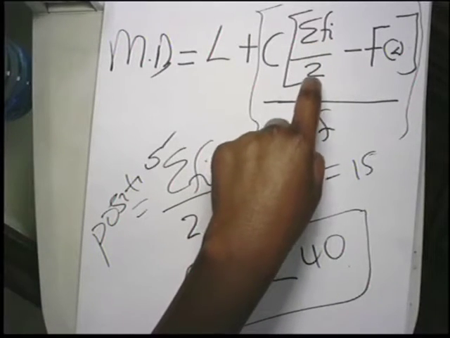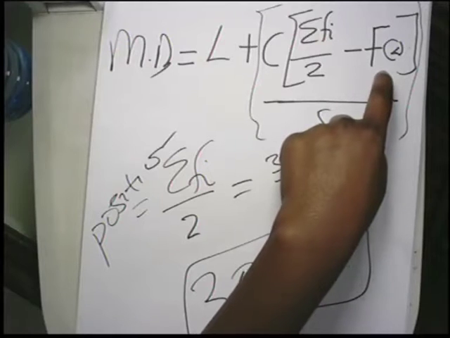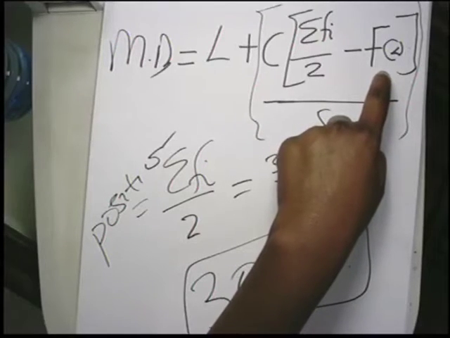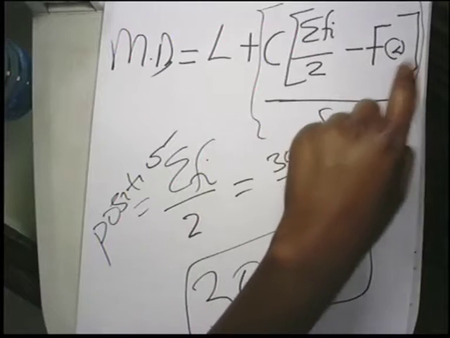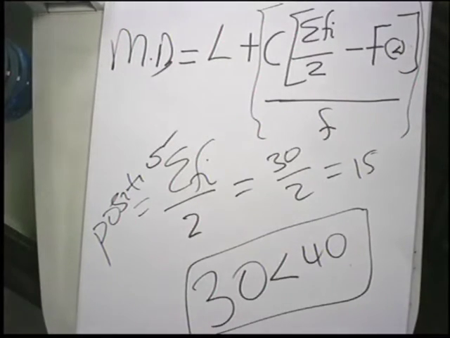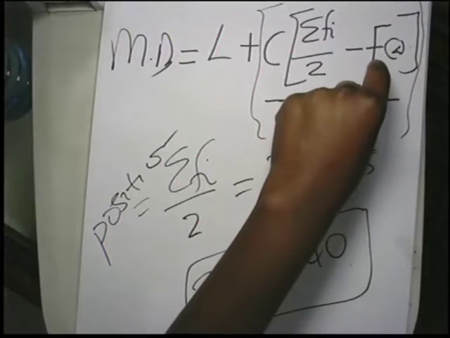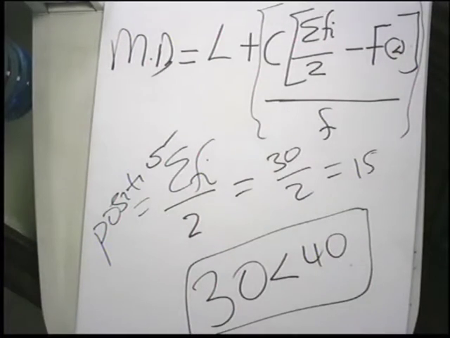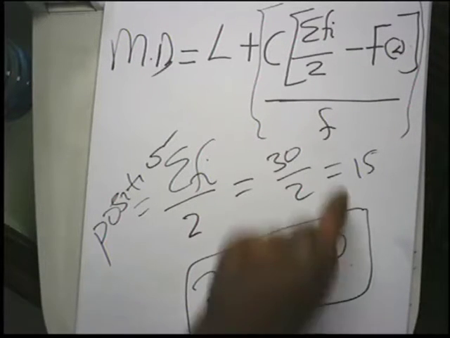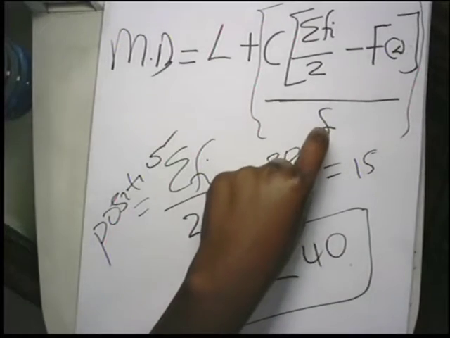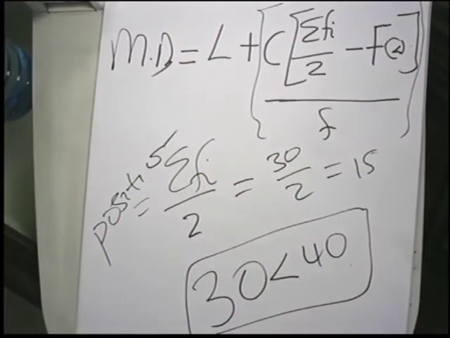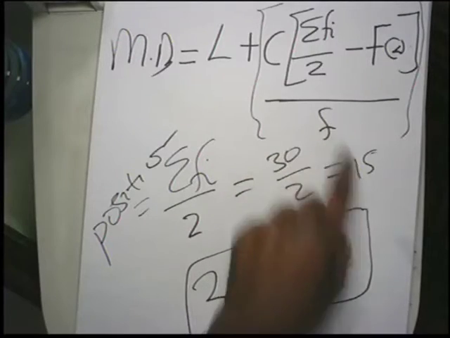You divide it by 2, minus F with the bracket of the less than sign, or a C, whatever you call it. It's the cumulative frequency of the class before or above the median class. The cumulative frequency of the class before or above the median class is what? It is 8. So you put 8 there. 8 is the cumulative frequency above the median class. And then F is the frequency of the median class. What is the frequency of the median class? It is 9. So in place of F there, you put 9.